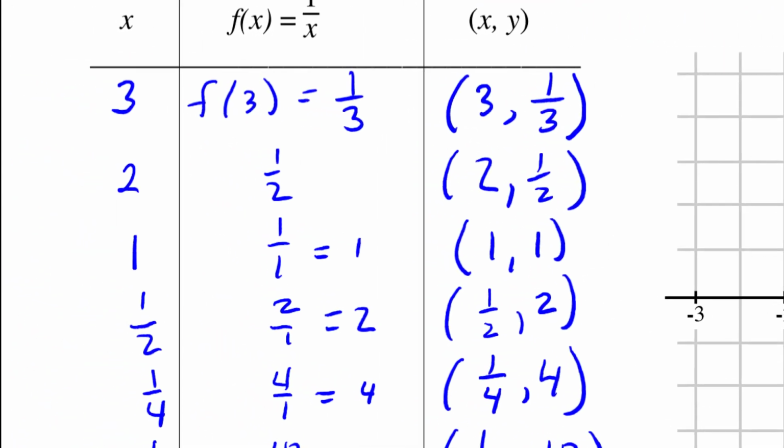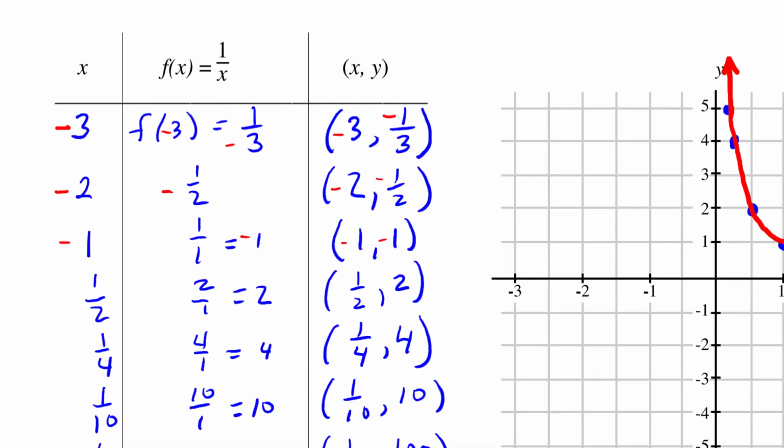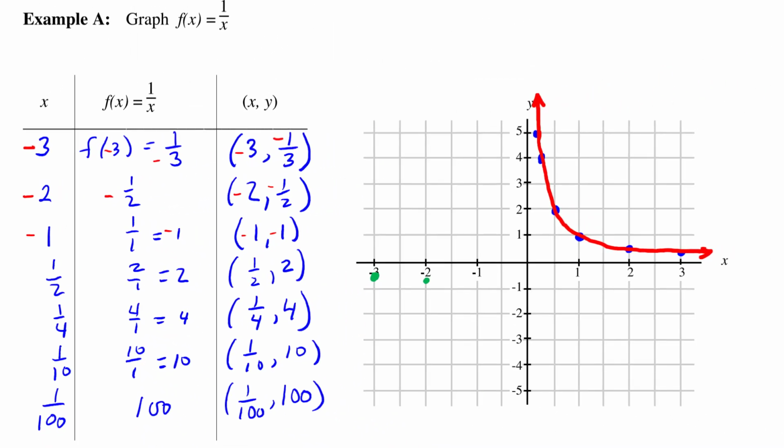We can do the same thing when x is negative. Like when x is -3, well, f of -3 is 1 over -3, which is -1/3. In other words, the reciprocal of a negative number is negative. And we can do that for -2 and -1. What we generate are quadrant 3 values, and you can see them plotted here in quadrant 3. And of course, then we draw the graph through them.